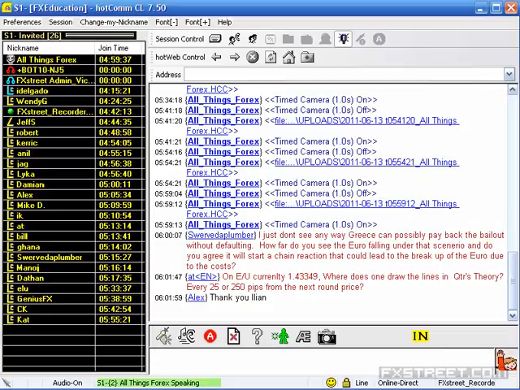It says, I just don't see any way Greece can possibly pay back the bailout without defaulting. How far do you see the euro falling under the scenario? And do you agree that it will start a chain reaction that could lead to the breakup of the euro due to the costs? Well, obviously, I agree. It could have a very tremendously negative impact on the euro. But on the other hand, the European officials realize that. And I think that they wait until the last minute. At least that has been the case, with them waiting until the last minute until they offer or announce any kind of new solution. So that's why we have to be patient.